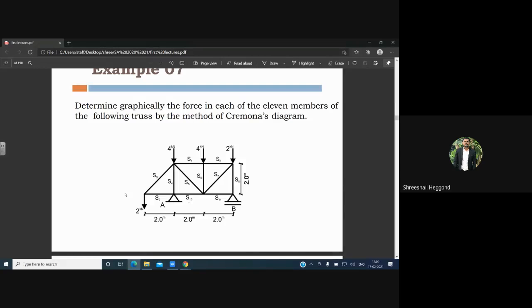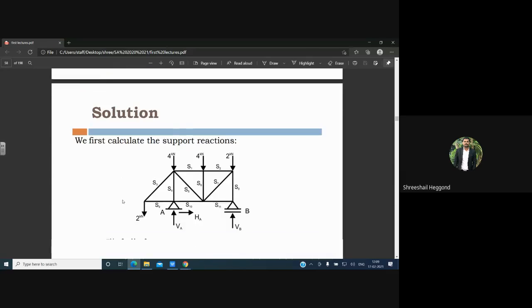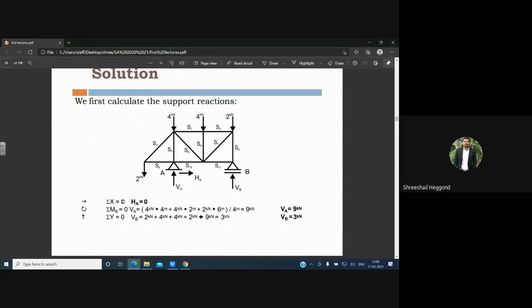If the problem is given like this, the truss is given with two supports, one is roller and one is hinge, having different loads, that is 4 kilonewton, 4 kilonewton and 2 kilonewton, with different dimensions of 2 meters span each. In the graphical representation, first we will find out the support reactions, RA and RB, by summation of Fx and summation of Fy, and then by considering the moment about a point equal to 0. Okay, by considering this diagram, is that right?